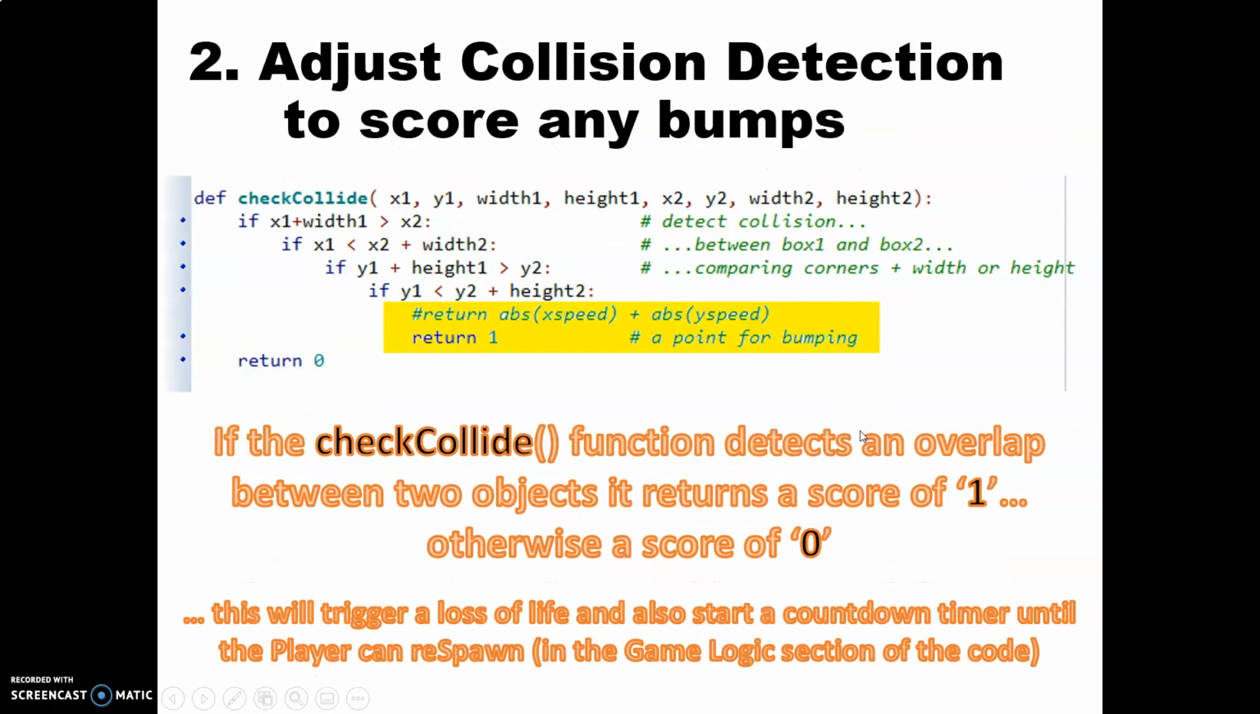And we now need to do something about killing off our main character. So what we're going to do is, in our check collide, instead of getting points for bumping into things at speed, we're just going to say it's going to return 1 point, if things bump.